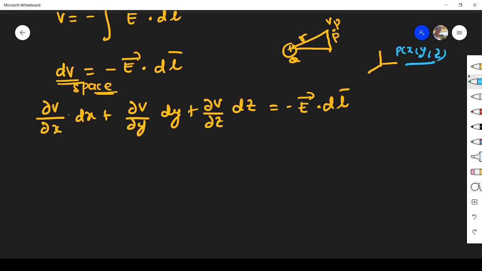In the x direction I move, dou V, that's why it is partial. Dou V by dou x is how much the potential has changed in the x direction, then how much it has changed in the y direction, and how much in the z direction. This is the total potential change in space. I split it into 3 parts: change of potential in x direction, in y direction, and in z direction.